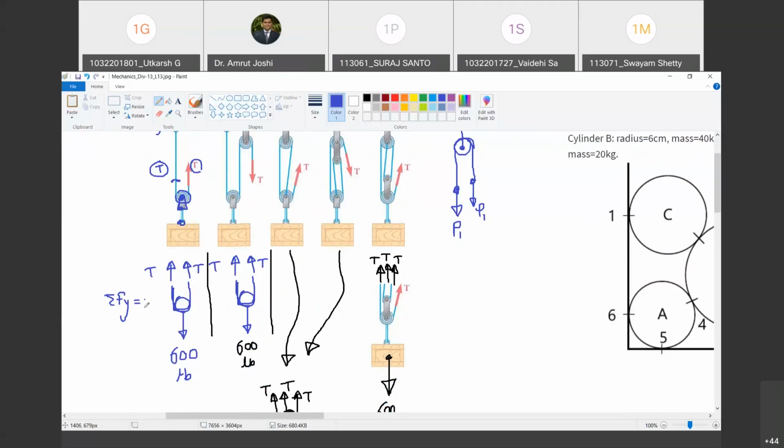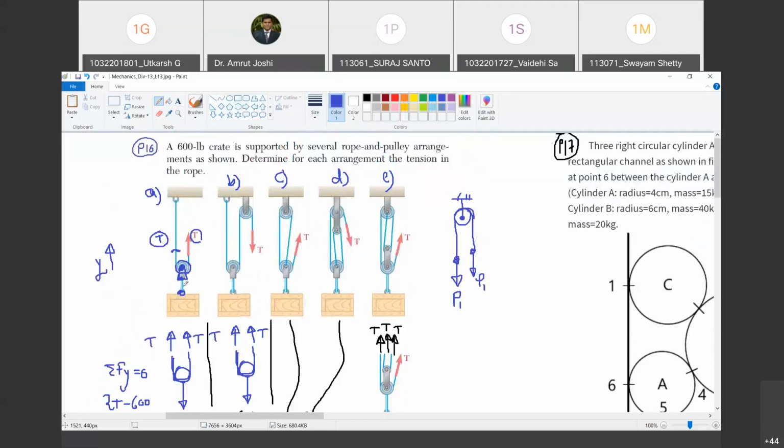So in all these cases, we are going to consider summation Fy equal to 0. Can you tell me what summation Fy equal to 0 gives me in the first case? 2T minus 600 is equal to 0. Do you agree with me? So T is equal to how much? 300 pounds. This is the advantage of such a simple machine. Look carefully: you will be required to apply only the force corresponding to half the weight of the crate to lift it. Are you with me?